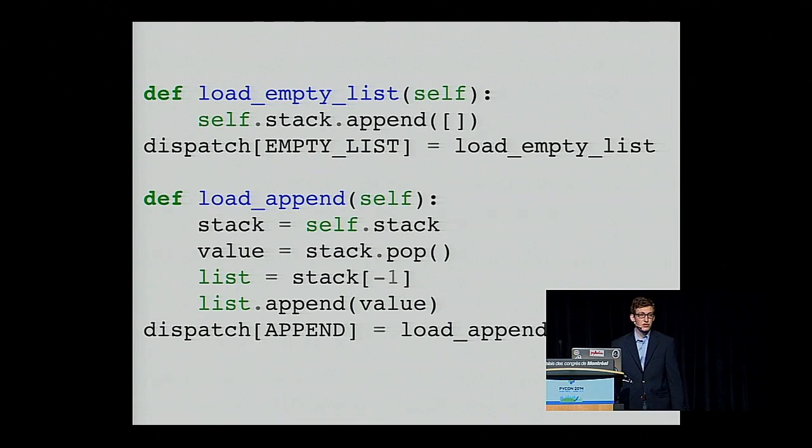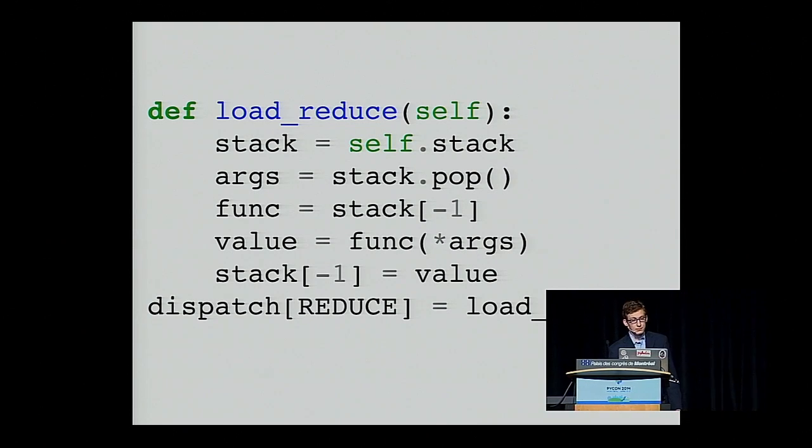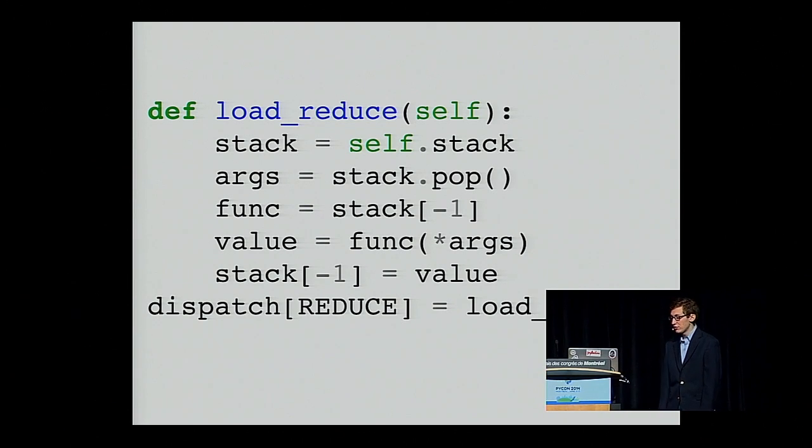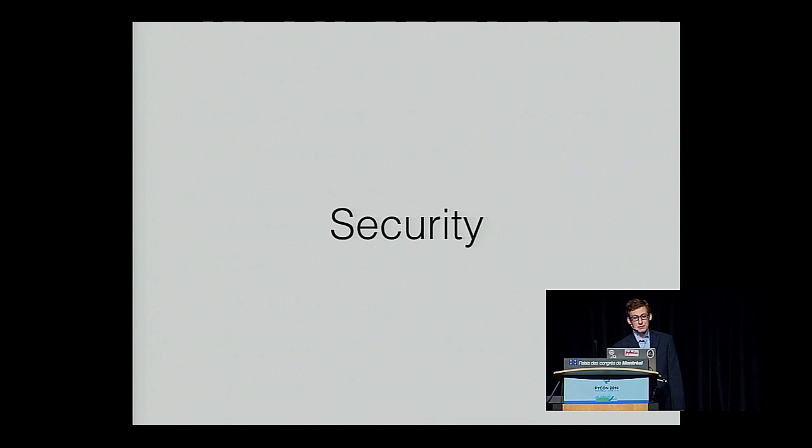What about the reduce instruction we saw earlier for dealing with arbitrary objects? Well, it pops the arguments off the stack, and then it reads the function, calls the function, and replaces the value of the function with whatever we got from calling our function. Now, you might be thinking to yourself, a pickle can contain a reference to an arbitrary function, and then it'll call whatever function you choose. What happens? So this has some pretty serious security implications.